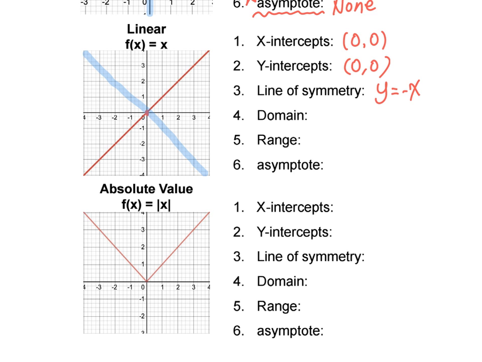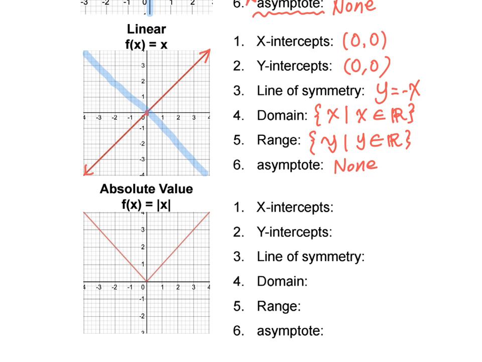What about domain? Domain also stretches on both sides, so it's all real numbers. And range also stretches up and down, so y is also all real numbers. Asymptote, none.